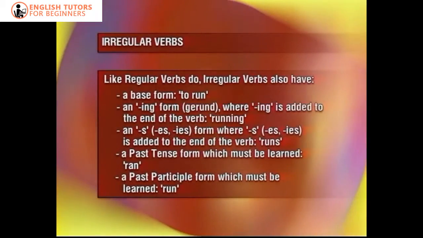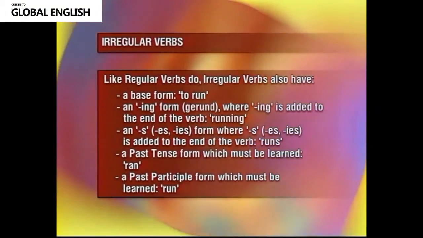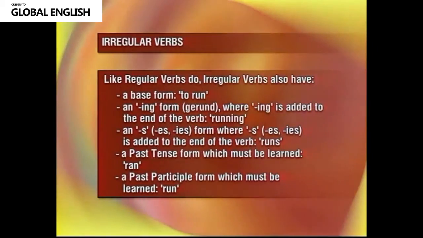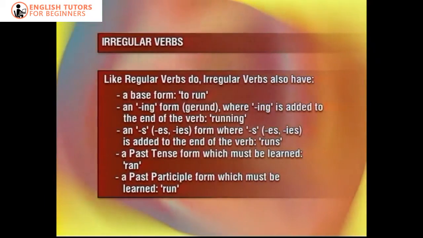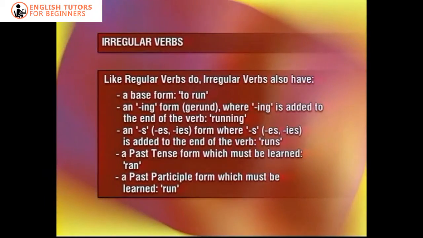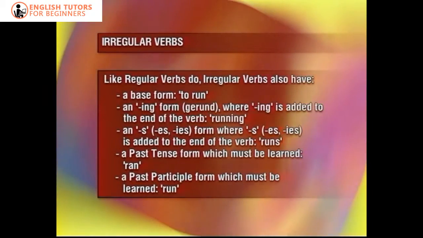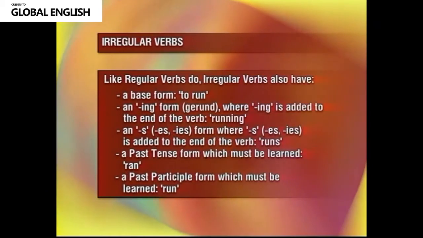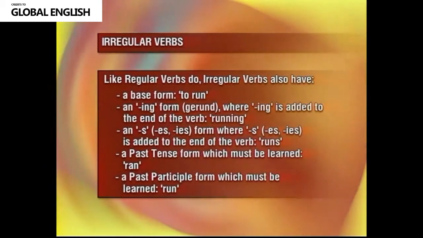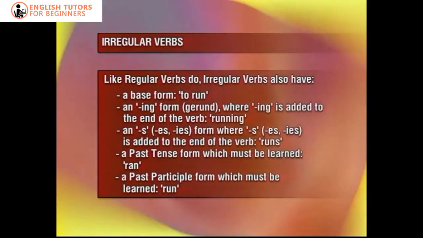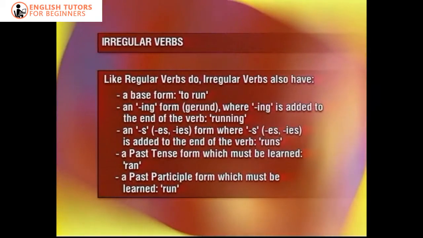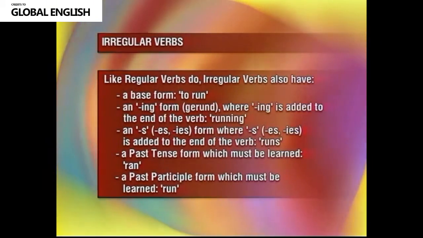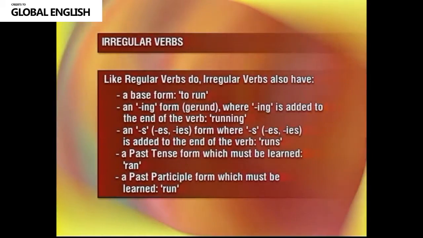Like regular verbs do, irregular verbs also have a base form, to run, an ing form, gerund, where ing is added to the end of the verb, running, an s form, where s is added to the end of the verb, runs, a past tense form which must be learned, ran, a past participle form which must be learned, run.